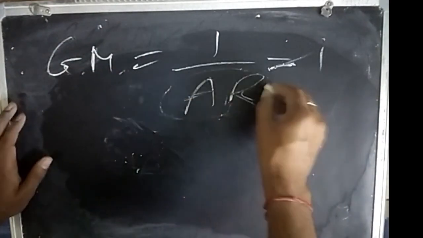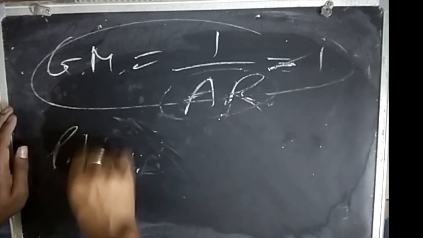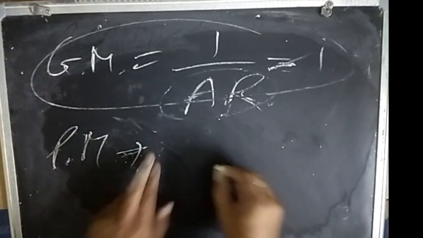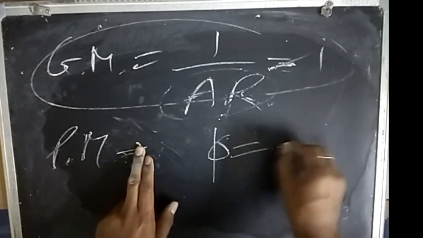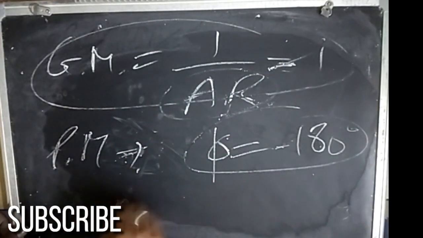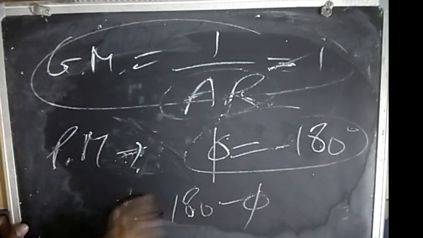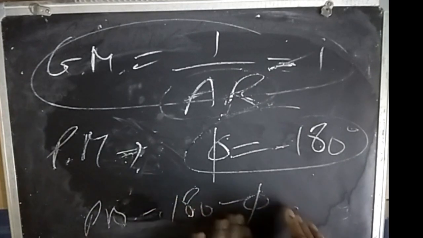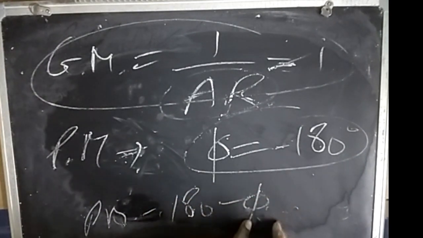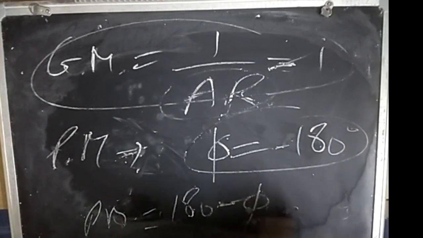Now this is my gain margin, and for my phase margin, this would occur when my phi is equal to minus 180 degrees. What's my phase difference? Phase margin is how much difference there is between 180 and the actual phase lag, that is 180 minus the actual phase lag.